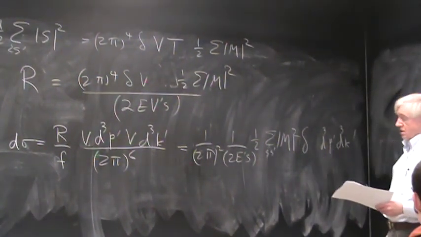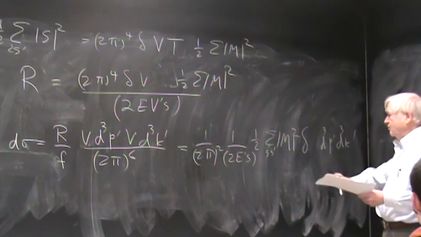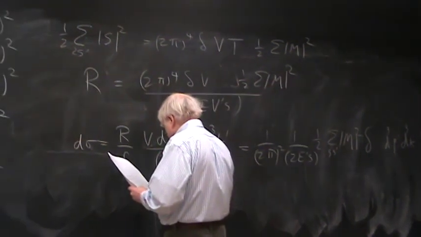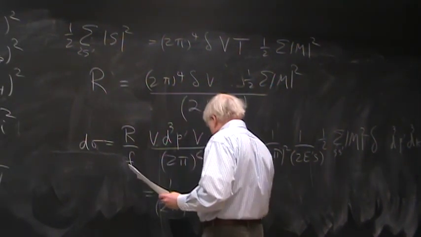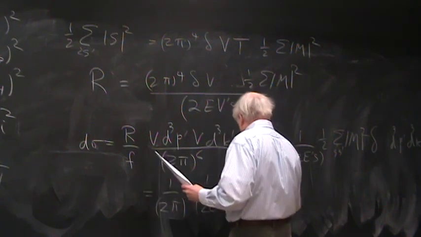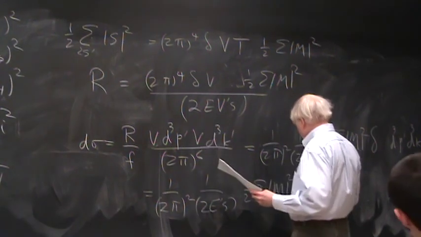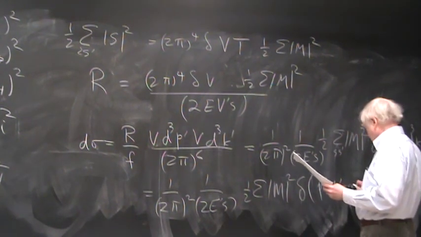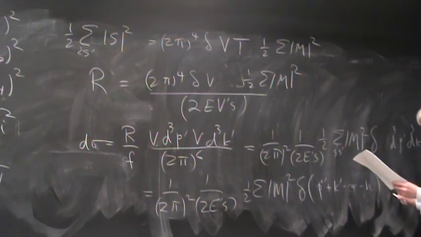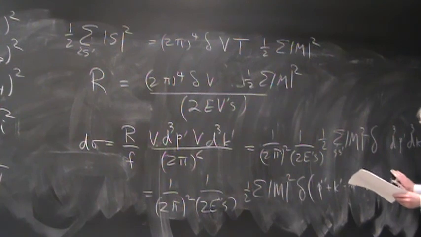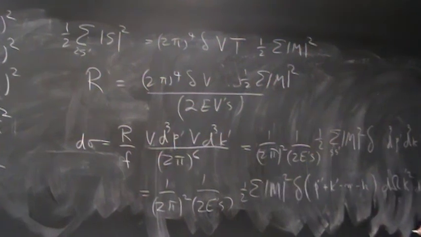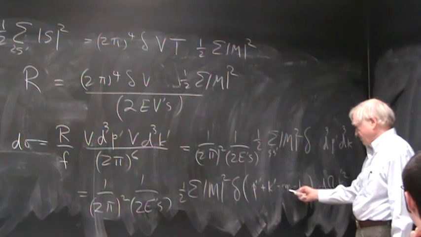This is a four-dimensional delta function, so integrating d cubed p prime, we've gotten rid of everything except the energy part. And so this is then 1 over (2 pi) squared, 1 over 2 E's, a half sum M squared, and now delta, this one is pretty simple, it's p0 prime plus k prime minus m minus k, and now we have d cubed k prime, which of course is d omega k prime squared dk prime. But now, because there's just a k prime here and not some complicated function of k prime, the dk prime cancels and you just set k prime equal to m plus k minus p0 prime.